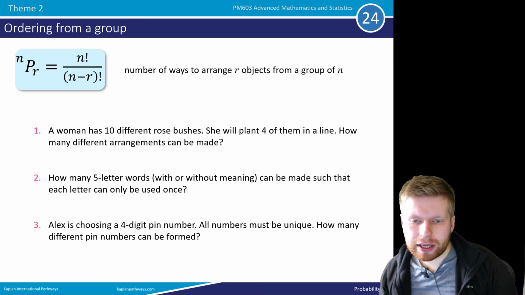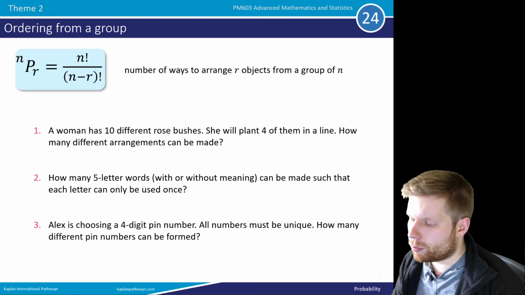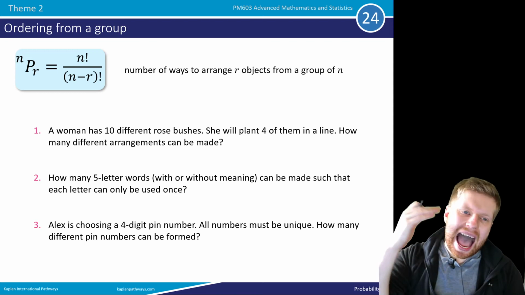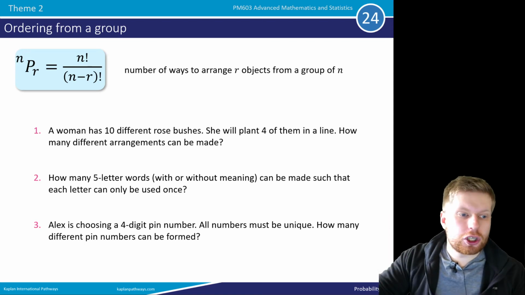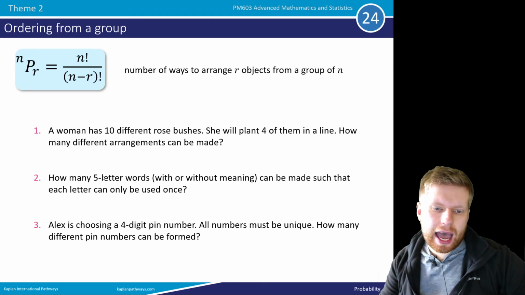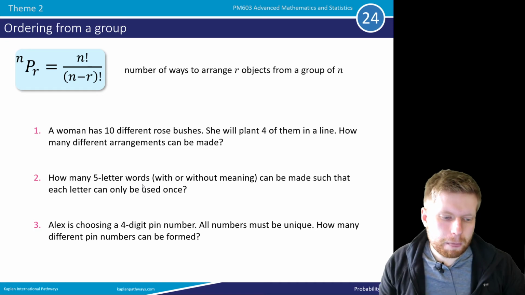So how many 5-letter words, with or without meaning, can be made such that each letter can be used only once? Well, this is slightly different because it doesn't actually tell us in the question how many different things we have to choose from, the sort of starting group, if you like. But it does tell us that we're going to have to pick 5 of them out to put into a word. In other words, put them in order, okay?